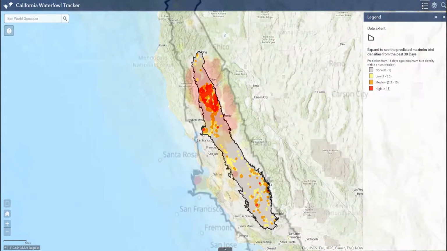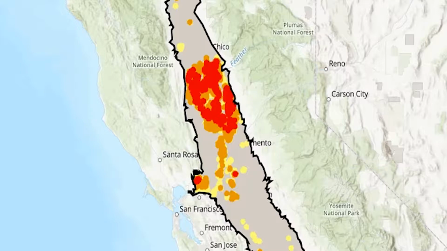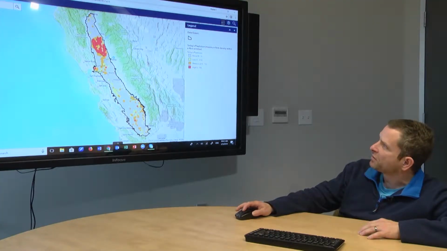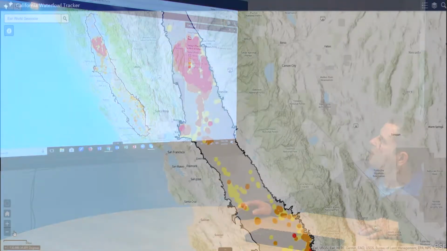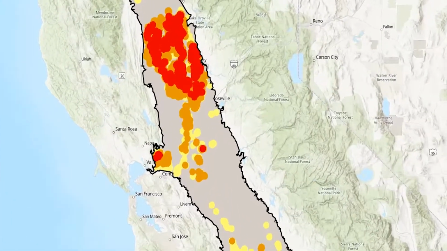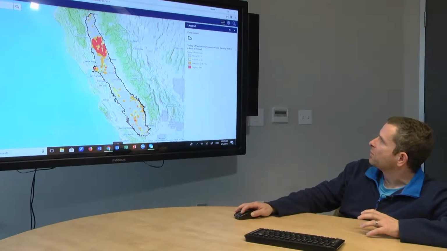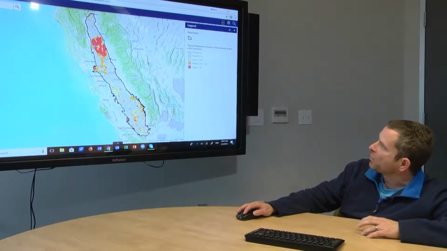It gets updated every single day with various pieces of data, including precipitation, moisture, weather, flooded rice fields, and flooded wetlands, because waterfowl like water. So we want to understand, where do we see most of our waterfowl?